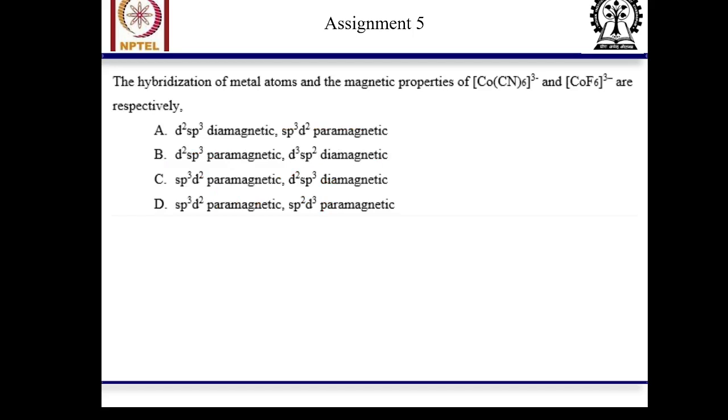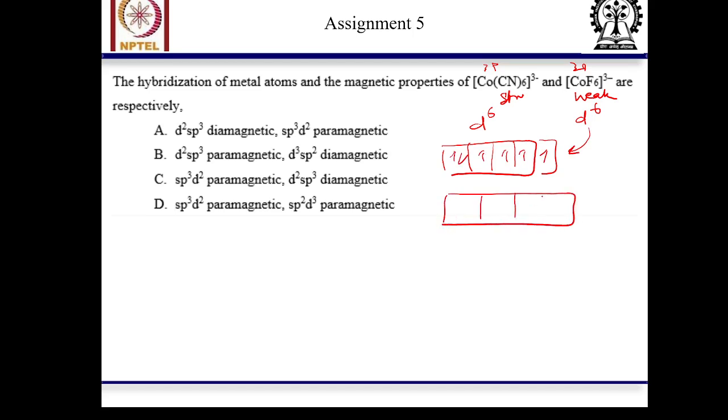The hybridization of metal atom and magnetic property of [Co(CN)6] and [CoF6] are? So first thing is that here cobalt is in plus 3. This is the strong field ligand and this is the weak field ligand. Now we have d6, here also we have d6. So I will just write 1, 2, 3, 4, 5, 6. This is for weak field ligand. But for strong field ligand, what will happen? Pairing will happen 1, 2, 3, 6. So this is for the strong field ligand.